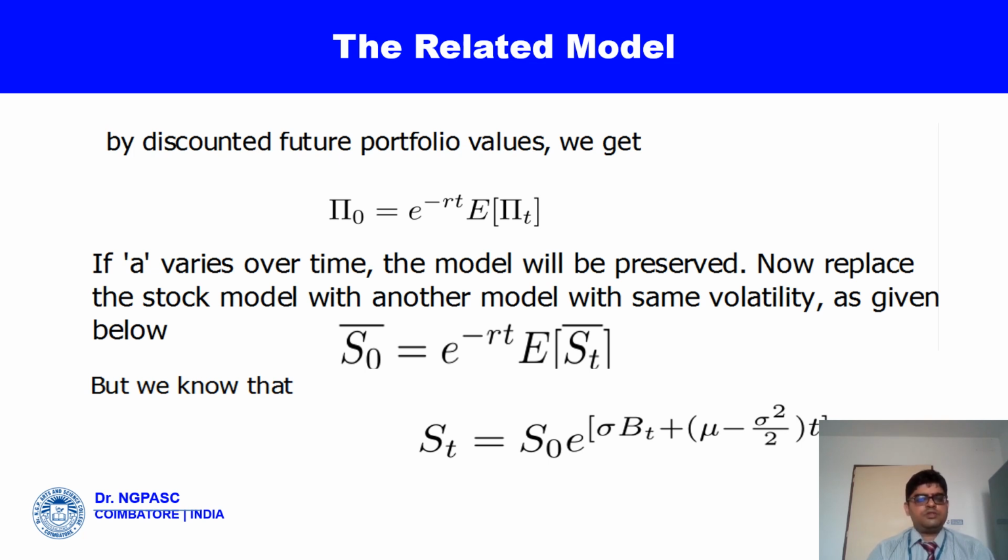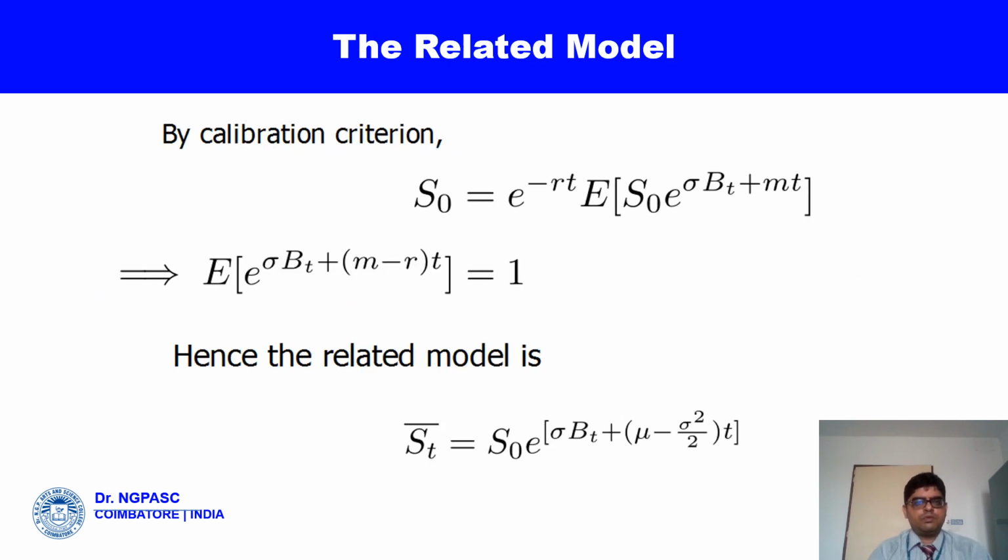Now since our aim is to find the stock model, replace the portfolio π₀ by S̄₀ and πₜ by S̄ₜ. On solving this, we use the known formula Sₜ equal to S₀·e^(σBₜ + (μ - σ²/2)t). So this is the solution of geometric Brownian motion. We arrive at this relation.